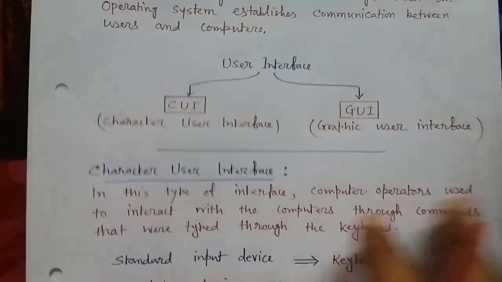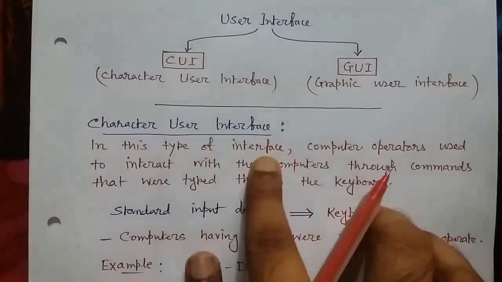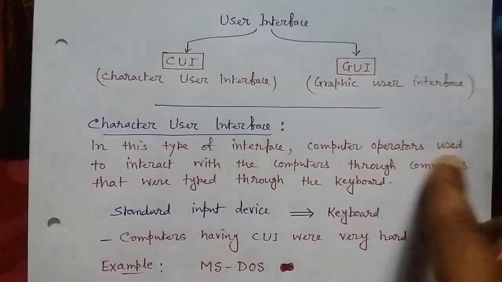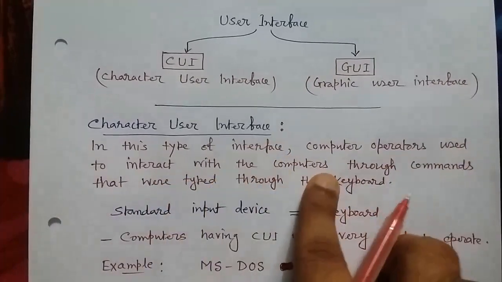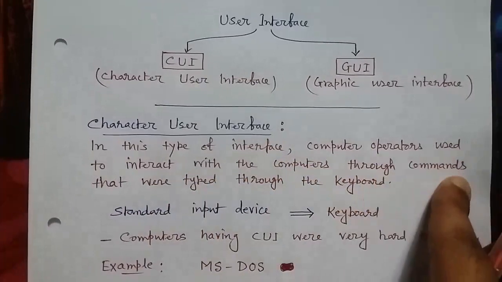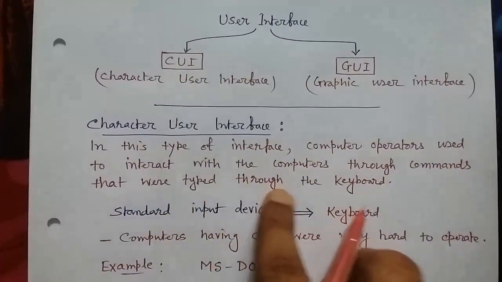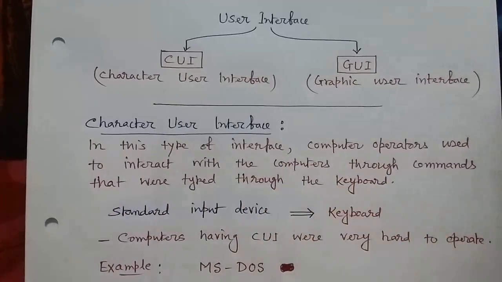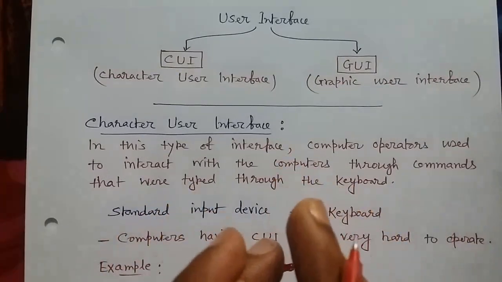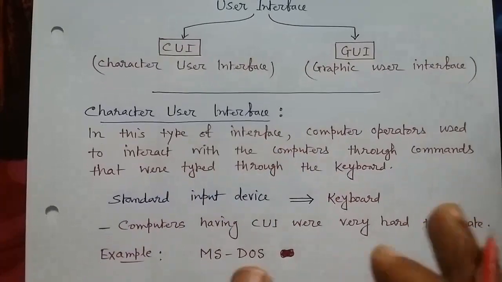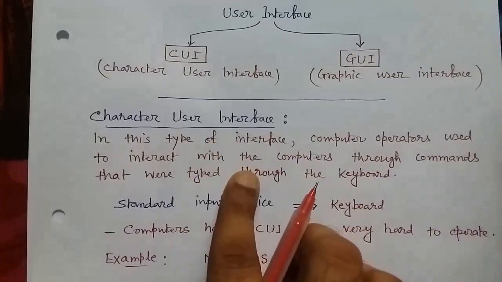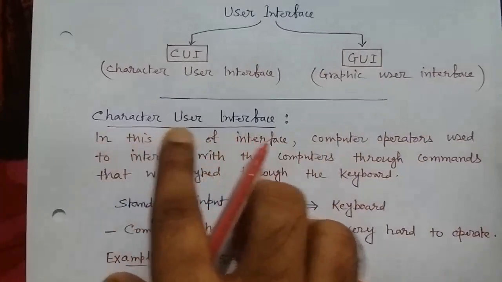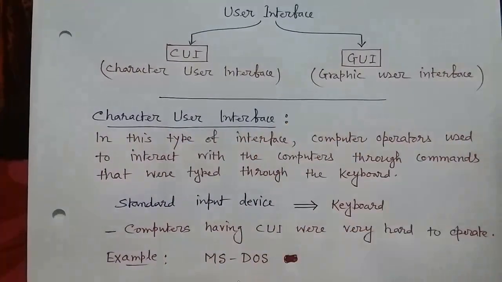So now the definition is, in this type of interface, computer operators used to interact with the computers through commands that were typed through the keyboard. Okay, so in this type of interface, characters were involved while entering a command for the purpose of executing a task. That's why this type of user interface is known as character user interface or CUI.